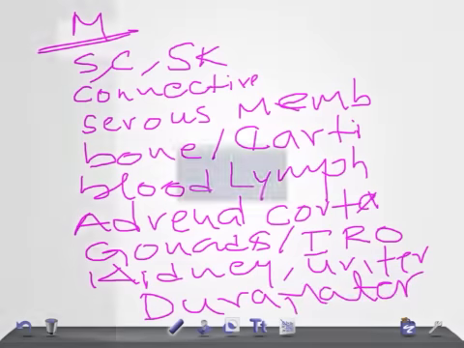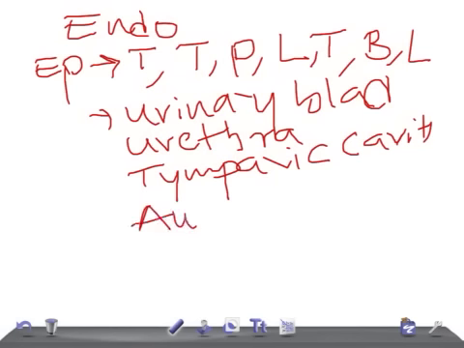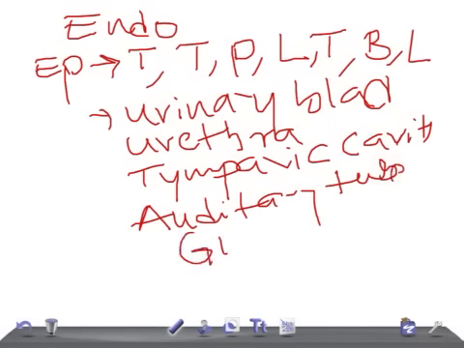Then the tympanic cavity, then we have the auditory tube and GI tract, from the esophagus till the intestine, right? Now the other part, that is the parenchymal part, is liver, pancreas, and tonsils again, some part of it.